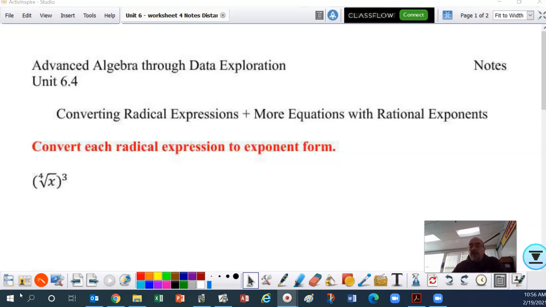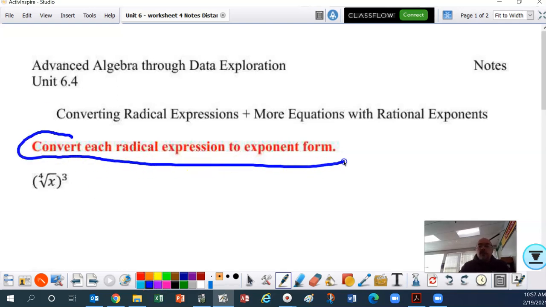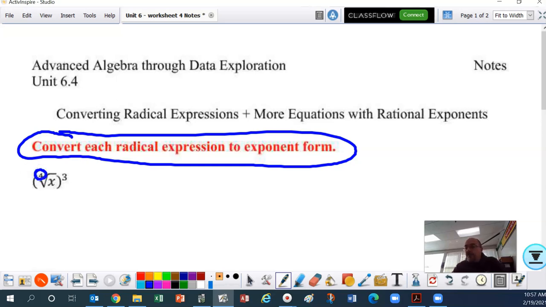We're going to look at converting some radical expressions, and we're going to solve some more equations with rational exponents. All right, so this first thing, we're going to convert each radical expression to exponent form. Now, see where that 4 is? That's the fourth root of x. And then that 3, so that's the fourth root of x cubed.